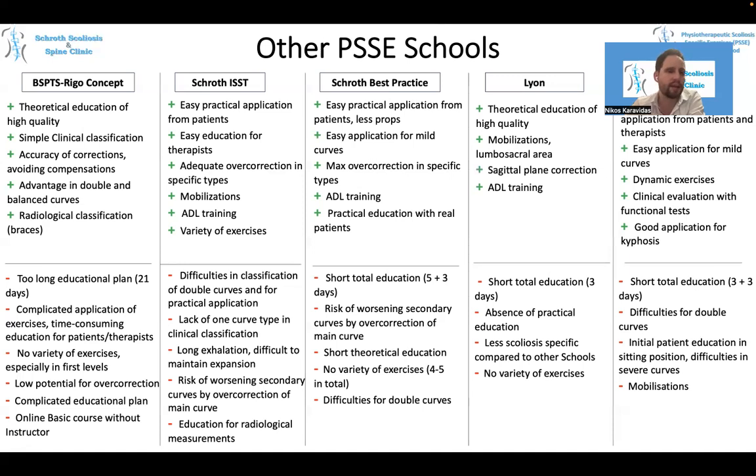I think the main strength of this school is the theoretical education, which is of high quality, simple clinical classification, and the accuracy of corrections during the exercises, trying to avoid incompensations. I think that for this school, there is an advantage in double and balanced curves compared to some other PSSE schools. And also there is an excellent work by Manuel Rigo for his radiological classification, which is also used for brace design.